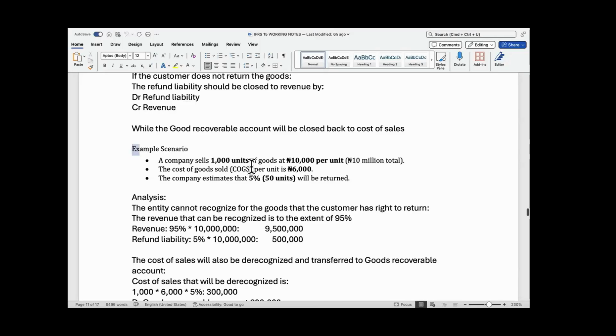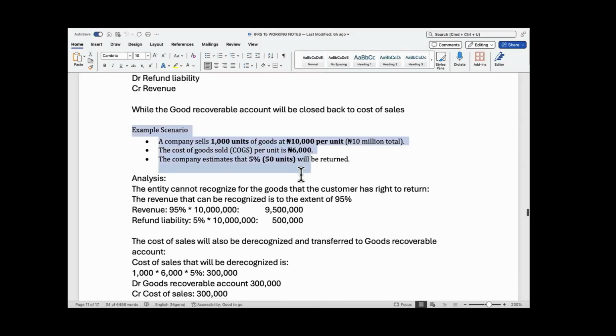And we solved this question to explain that. And in this question, you will see that the customer can return 5% of the goods.